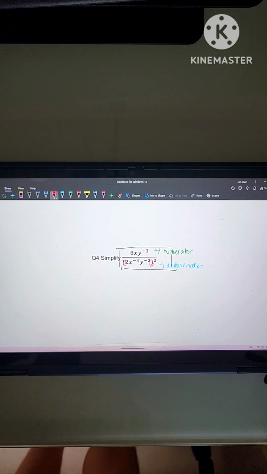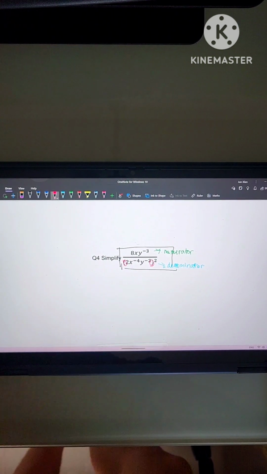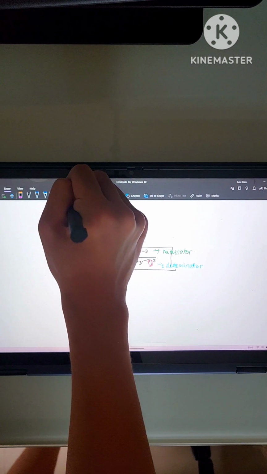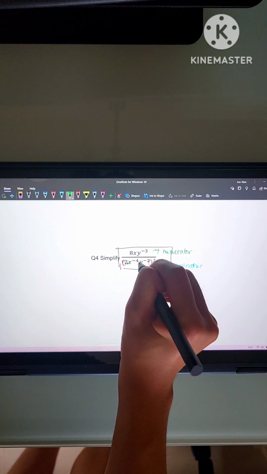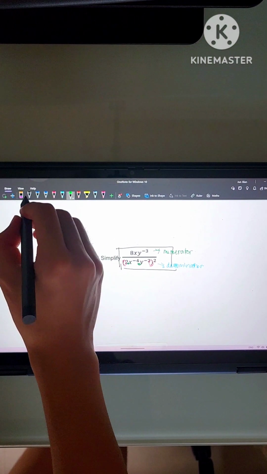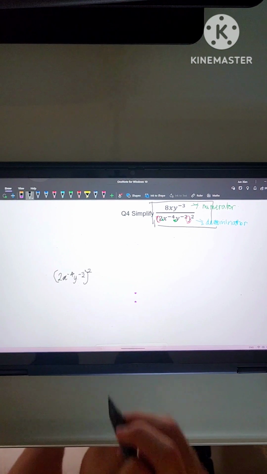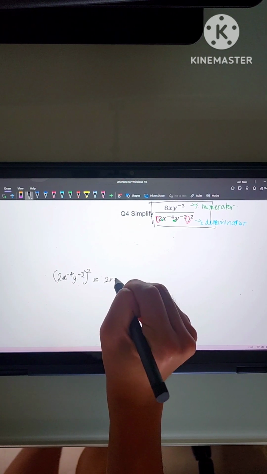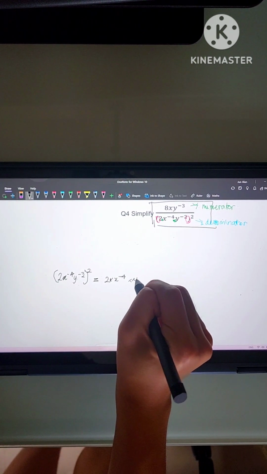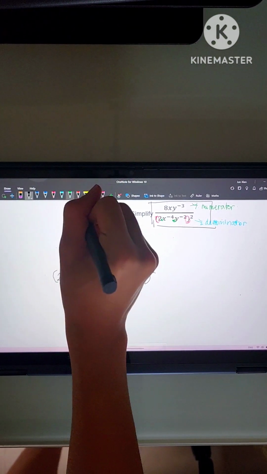This tells us that the power of 2 goes to 2x to the power of -4 times y to the power of -2. In between 2 and x is an imaginary multiplication. Can you see that? So if I were to write it out again, it will look like this: 2 times x to the power of -4 times y to the power of -2, the whole thing squared.